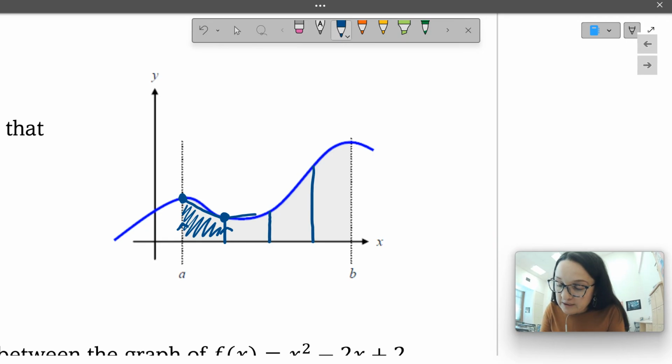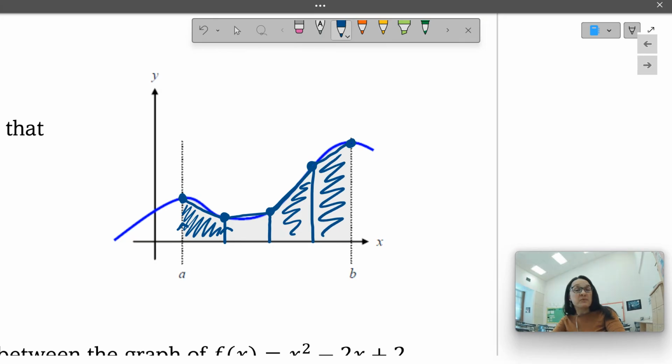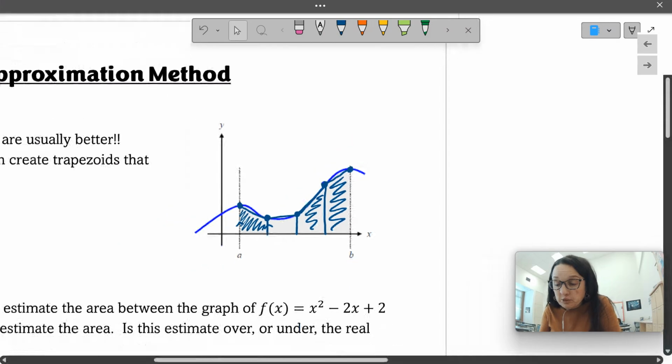If I connect this to that, I get another trapezoid. If I connect this to that, wow, that's perfect, I get another trapezoid. If I connect this to that, I get another trapezoid, and I am feeling pretty good about that area. Not a lot of overs, not a lot of unders, just a pretty good fit here. So if I can find the areas of those trapezoids, then I have the trapezoid approximation method, all right?